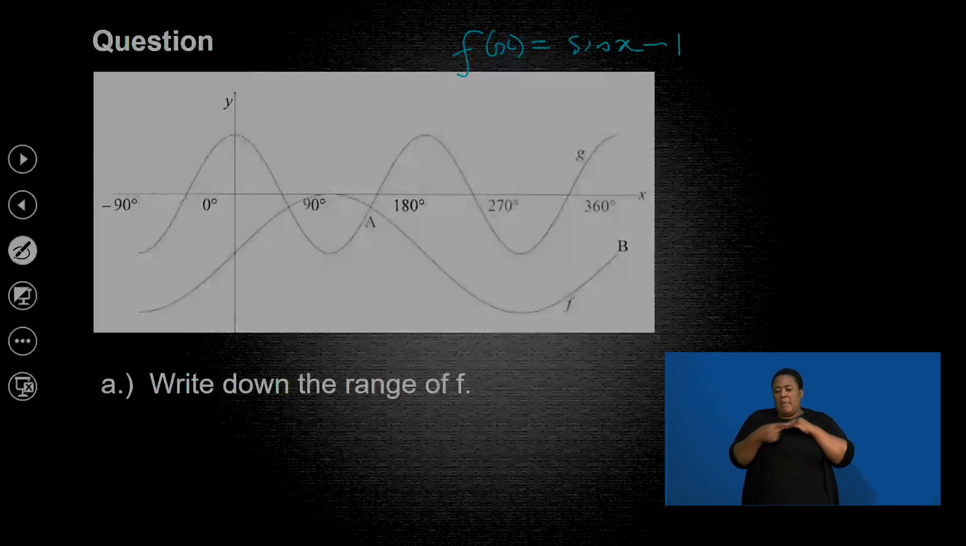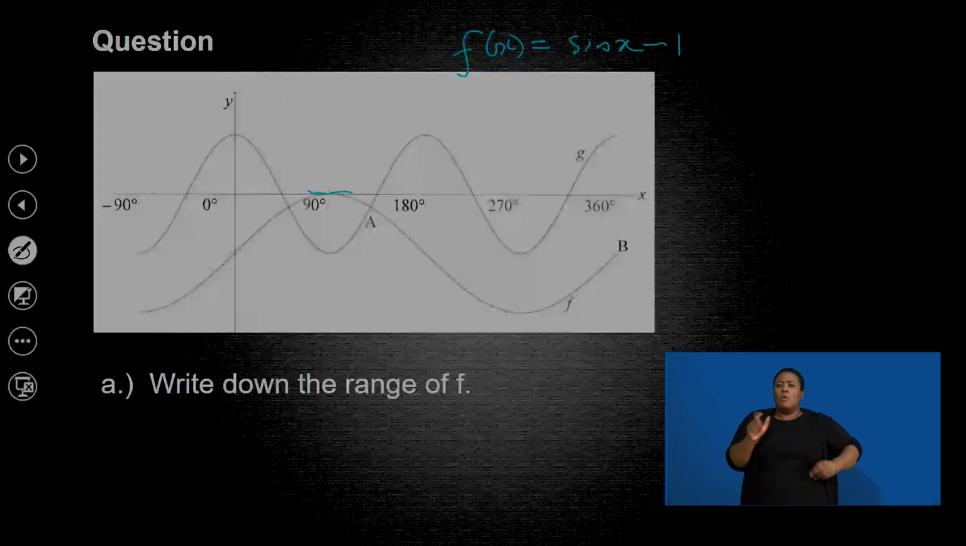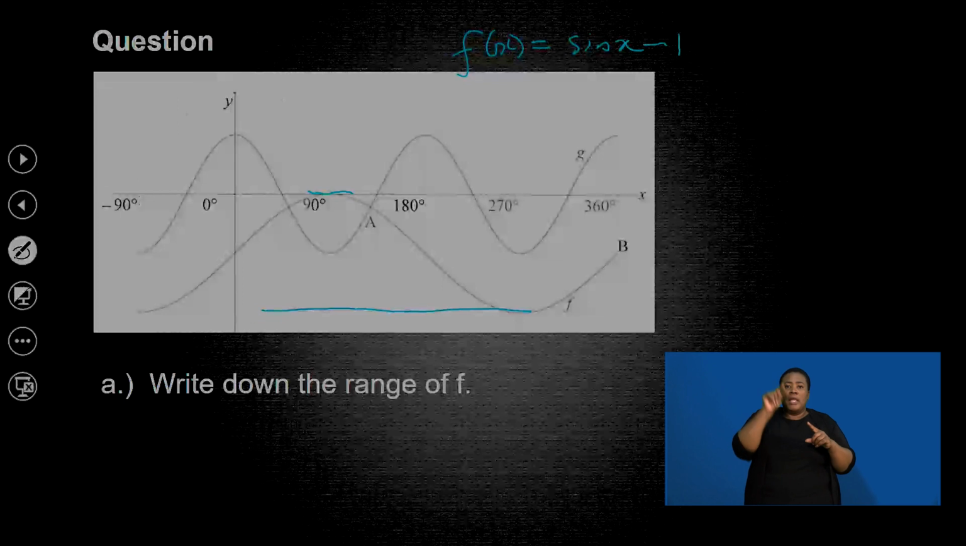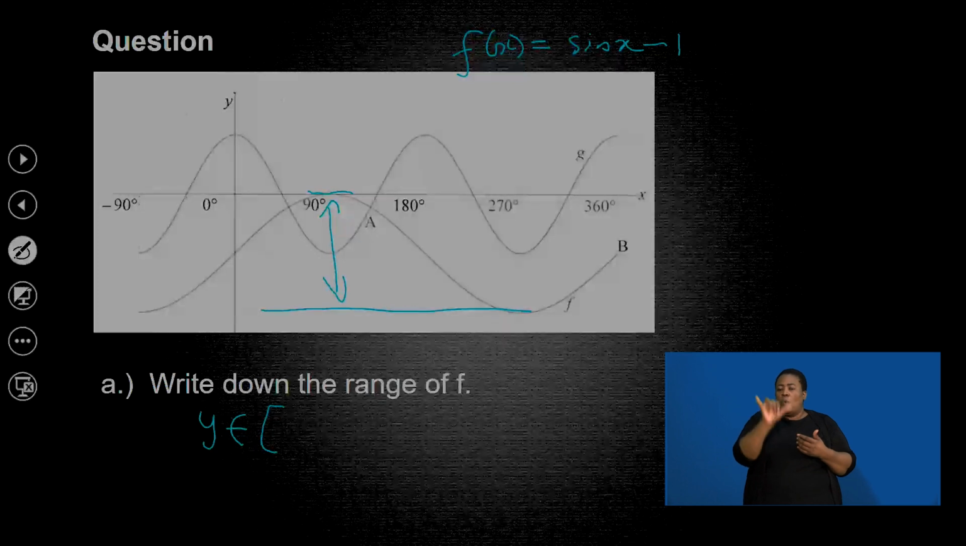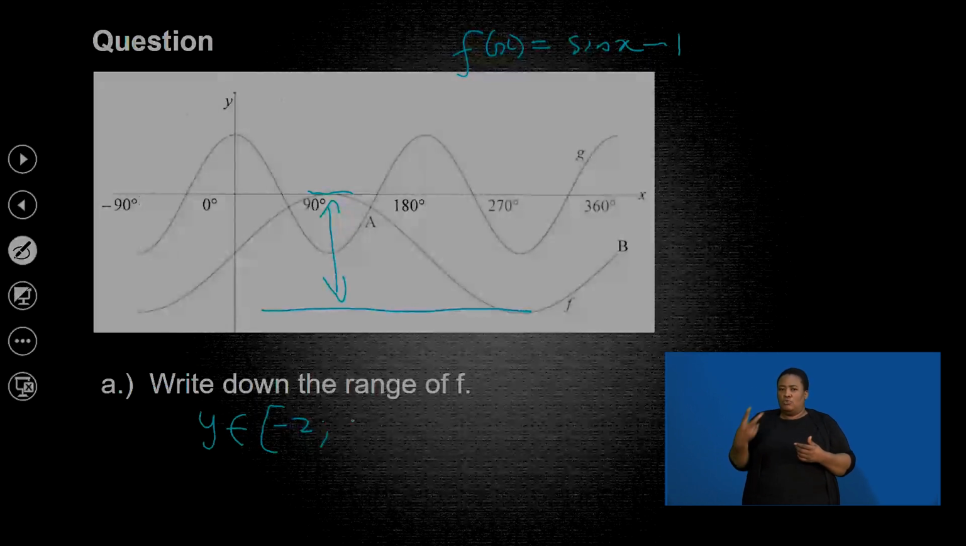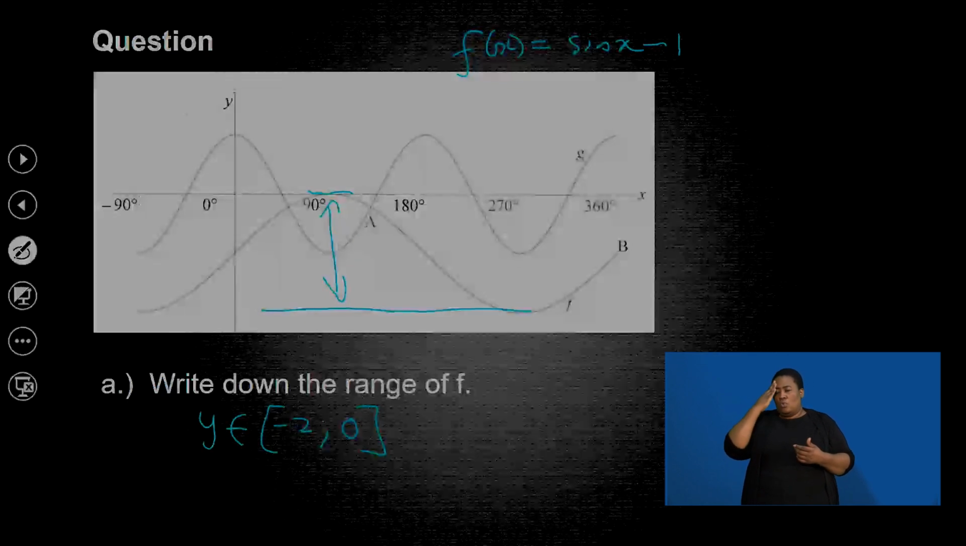So in simple terms, it means that from here up until there, you are actually moving 2 units, right? Because that's the amplitude. Therefore, our range will be y is an element of the square bracket, because those values are inclusive, minus 2 up until positive 0. But you know that 0 can never be negative.